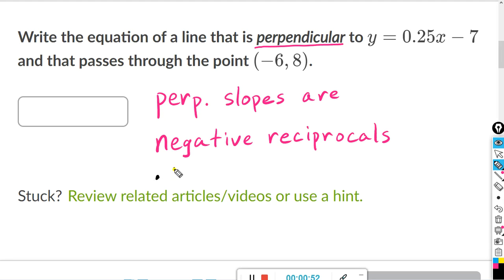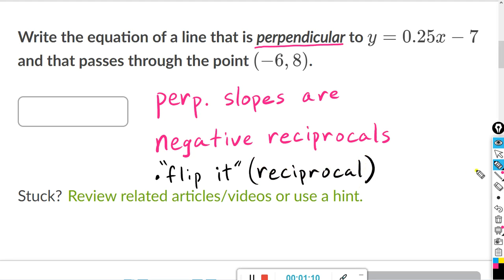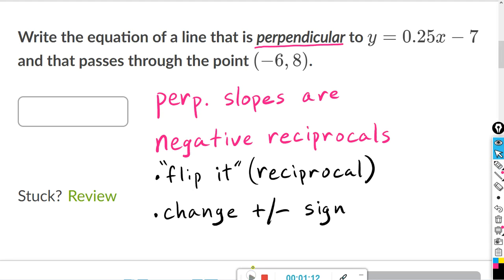The first step, we like to say flip it. In other words, you take the reciprocal. And the second step of finding the negative reciprocal, you want to change the plus minus sign. All right, so two steps, flip it and then change the plus minus sign. Let's take a look.